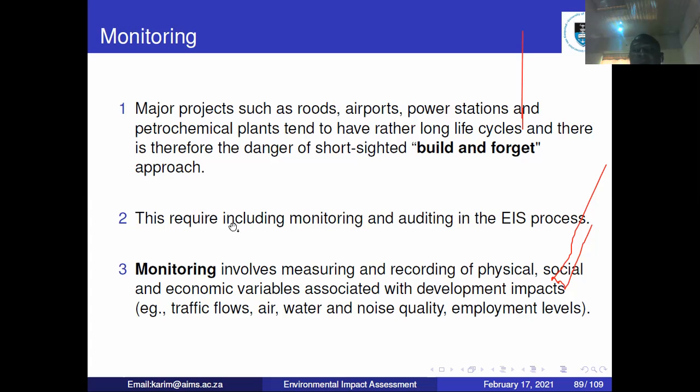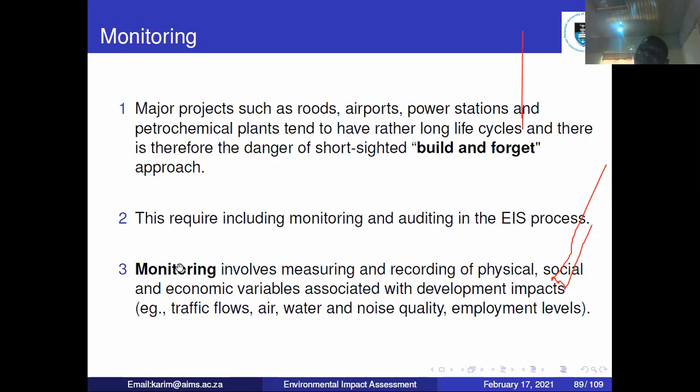So this requires including monitoring and auditing in the environmental impact statement. So there should be monitoring there. And monitoring involves measuring and recording of physical, social, and economic variables associated with development impact.